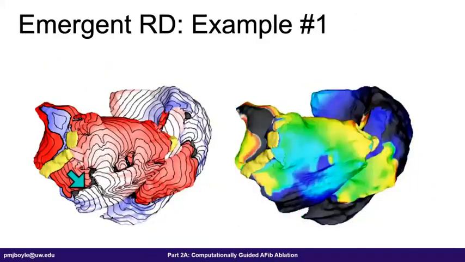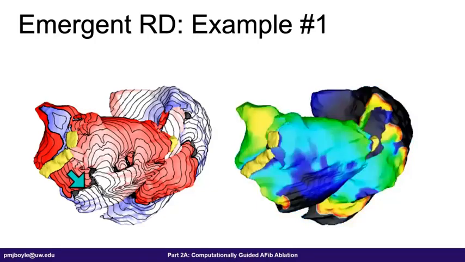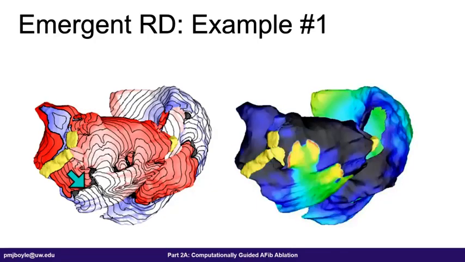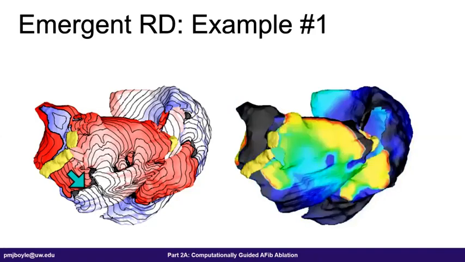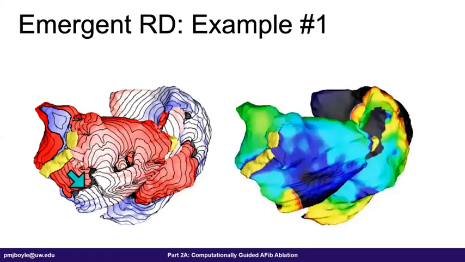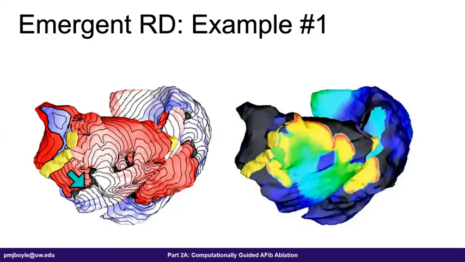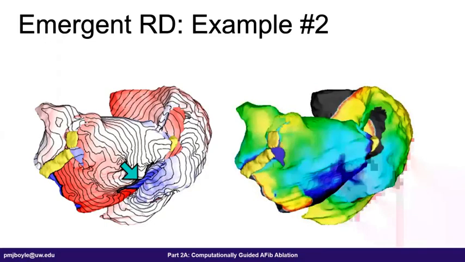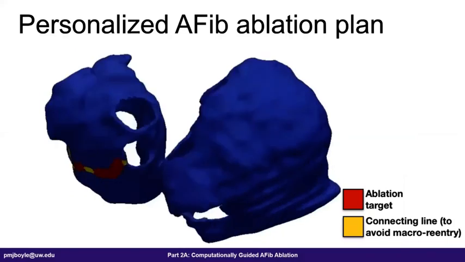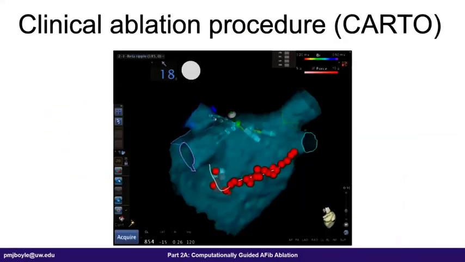And sure enough, what we saw was that these gold regions represent virtual ablations. And what we see here is initiation of reentrant drivers in the posterior inferior left atrium, which were previously concealed by the fact that the model was so much more likely to go into the macro reentry state. There's a different reentrant driver closer to the right side of the left atrium. Here's the patient-specific ablation plan. Here's the checkmark-shaped ablation pattern that was applied to knock out both of the targets.